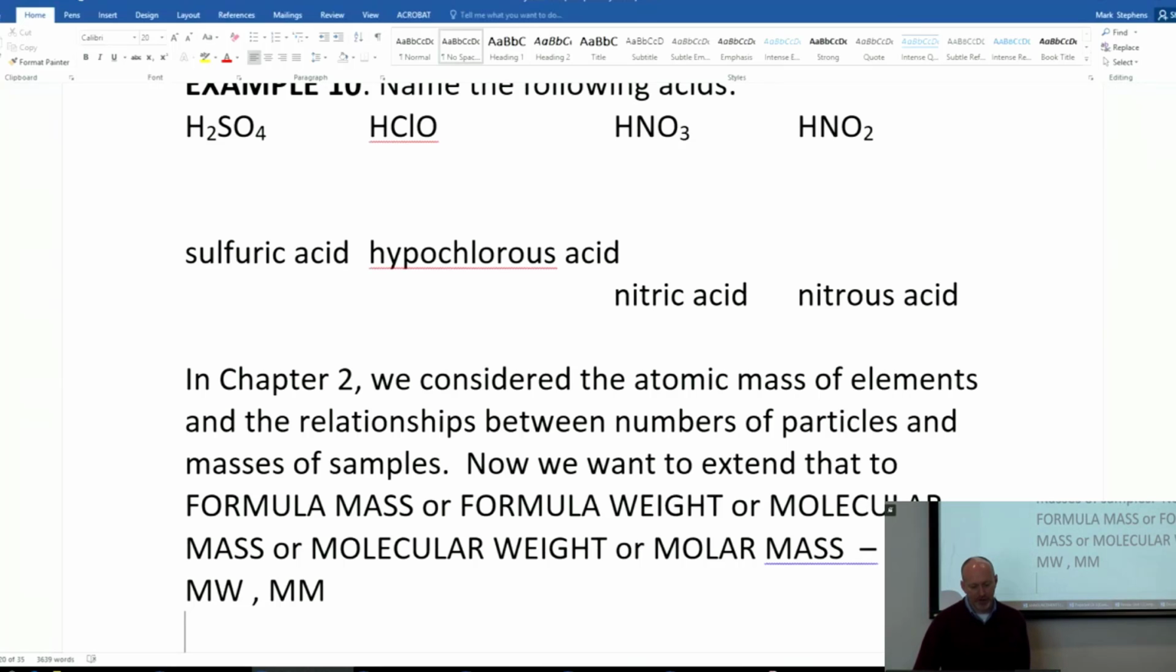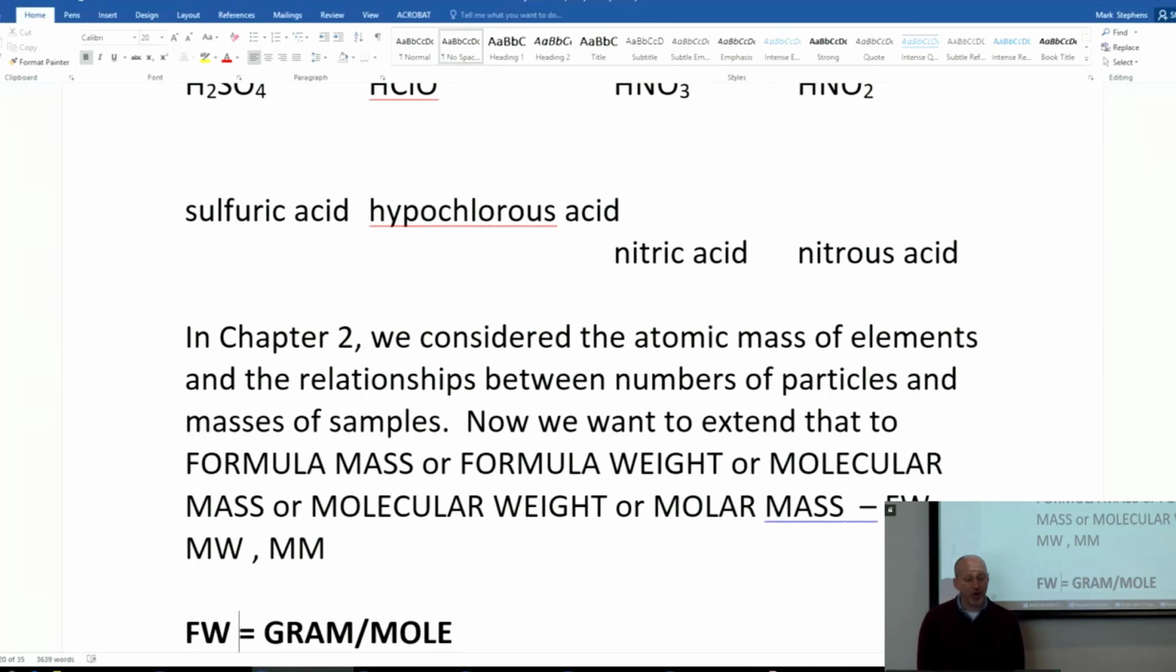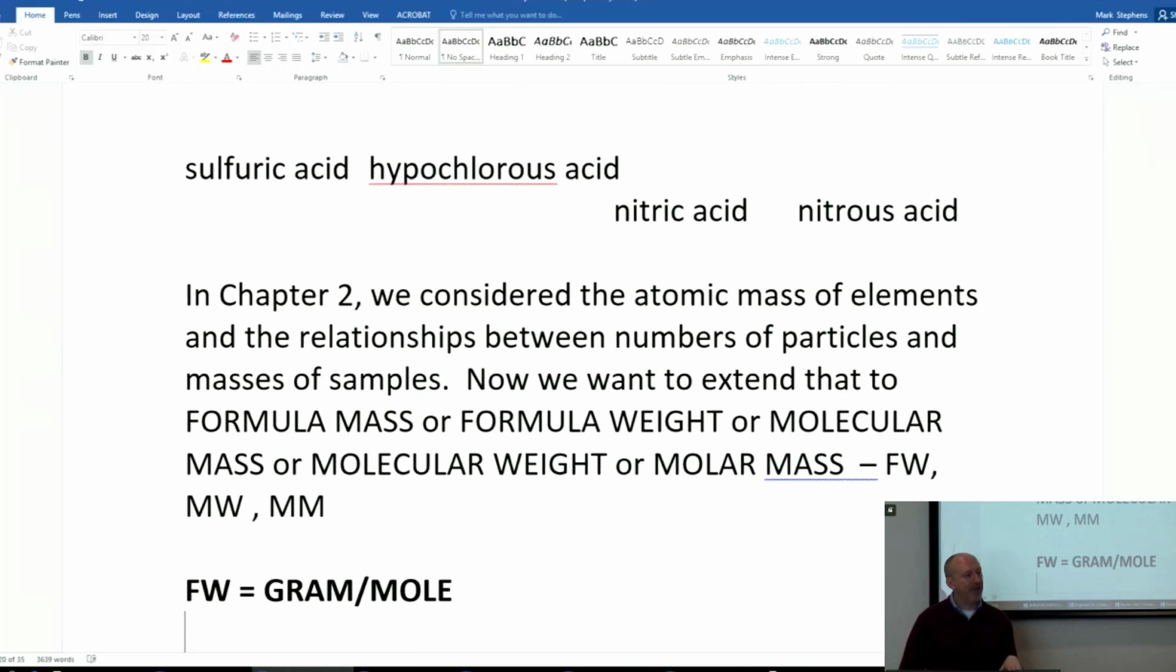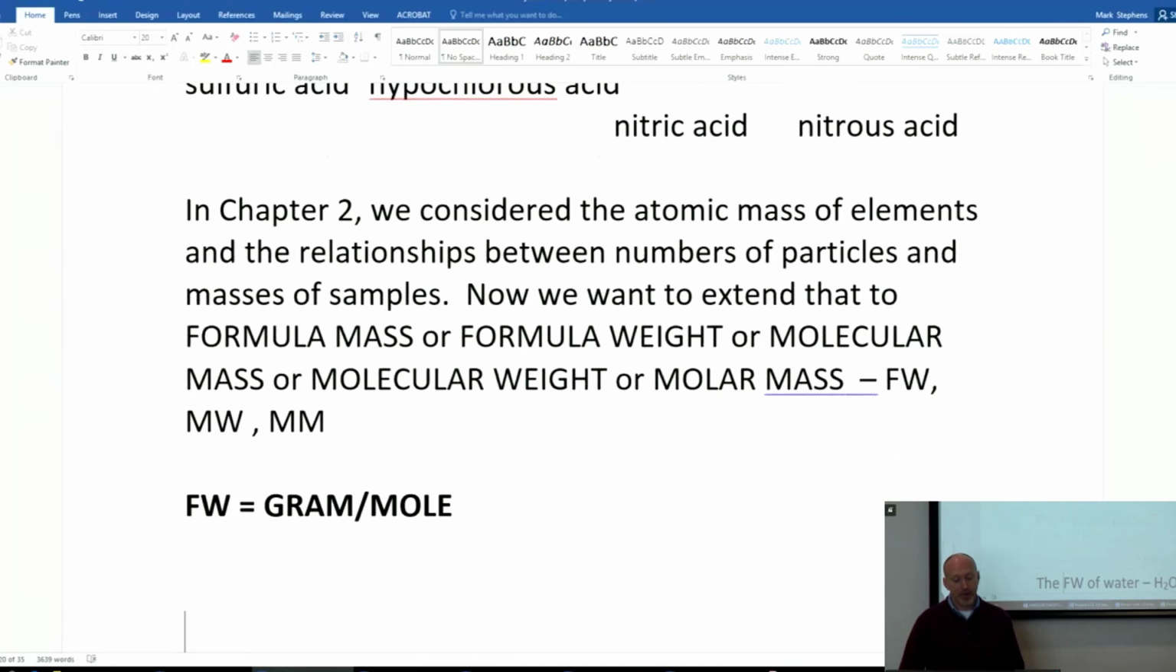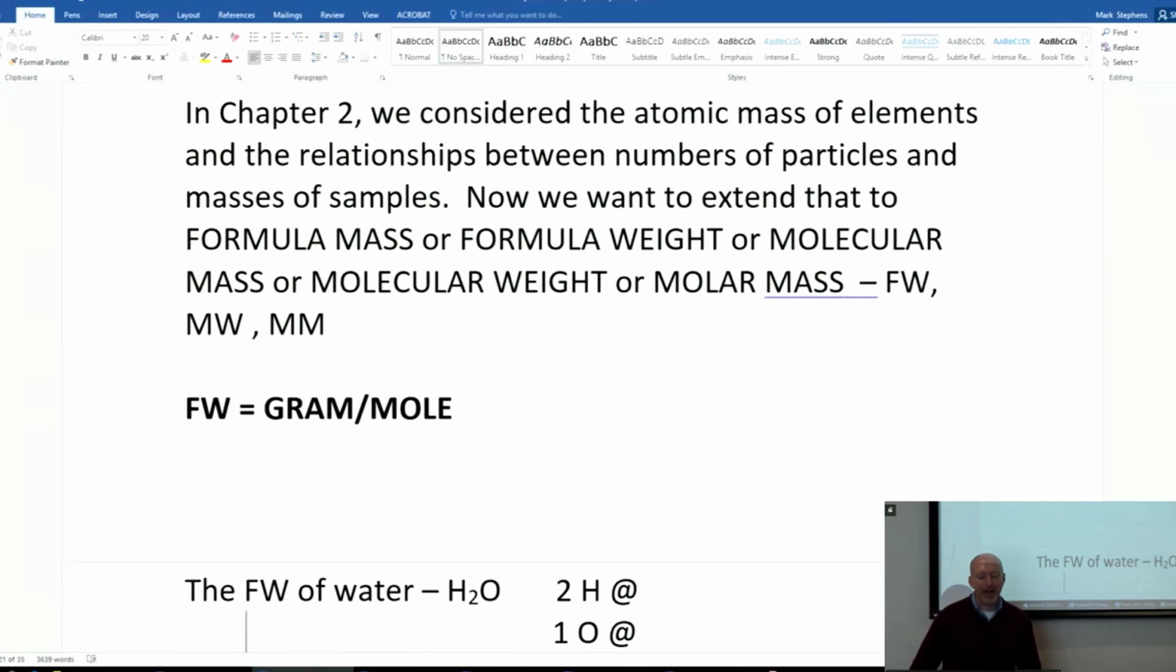Lots of different abbreviations. I'll use formula weight because that was drilled into my head 1,000 years ago and it's stuck. So we're going to go with it. So formula weight is simply grams per mole. We're going to use the periodic table to calculate the relationship between grams and moles, just like we do with elements. And so we're going to start out by calculating the formula weight of a simple compound like water.